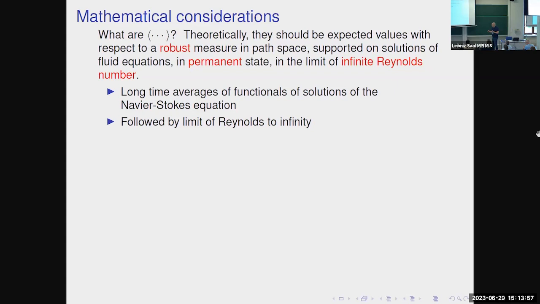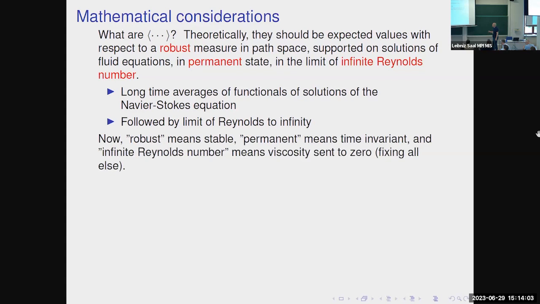So robust means maybe stable, but stable to what, you'll ask me, and that's the correct question. Permanent means time invariant, or time increments should be invariant. So I said supported in permanent state, you're not really discussing transients. Infinite Reynolds number, this is only for mathematicians. It's viscosity tends to zero, but you have to keep everything else fixed. Okay? Otherwise, you have to understand what you're talking about, the various regimes of the Reynolds number. Okay? So there are some issues.